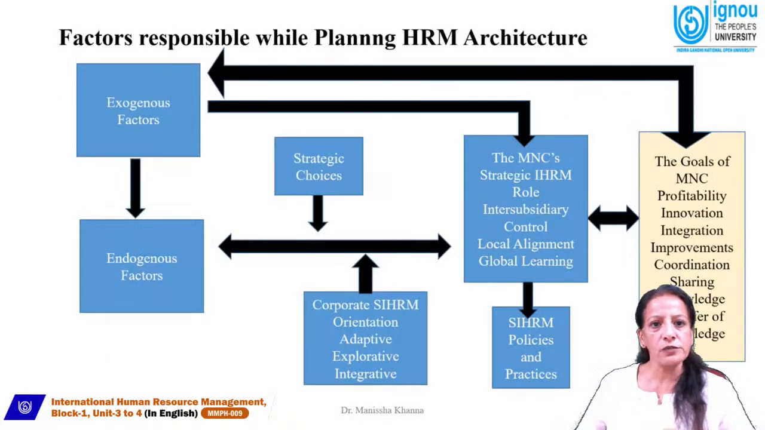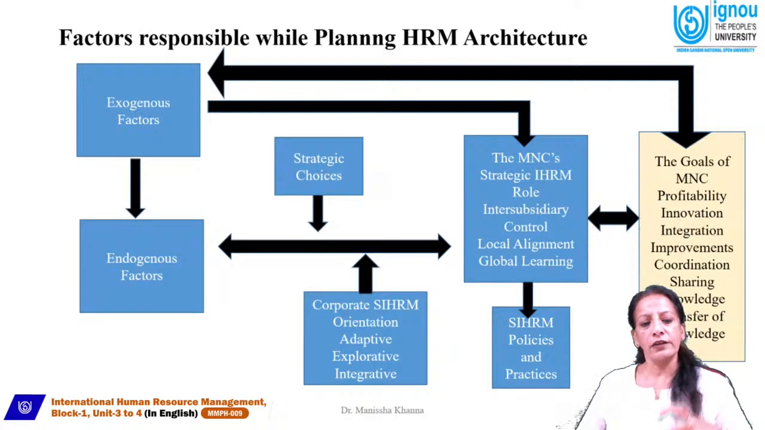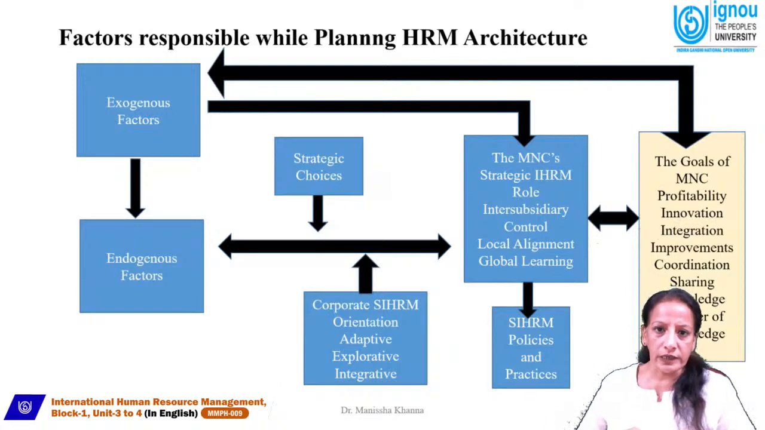The factors responsible while planning human resource management architecture are exogenous factors and endogenous factors. Exogenous is all about the external factors, about the policies or the business environment outside the organization, and endogenous is all about the internal factors which are related with the multinational's policies, their organization structure, and their practices.